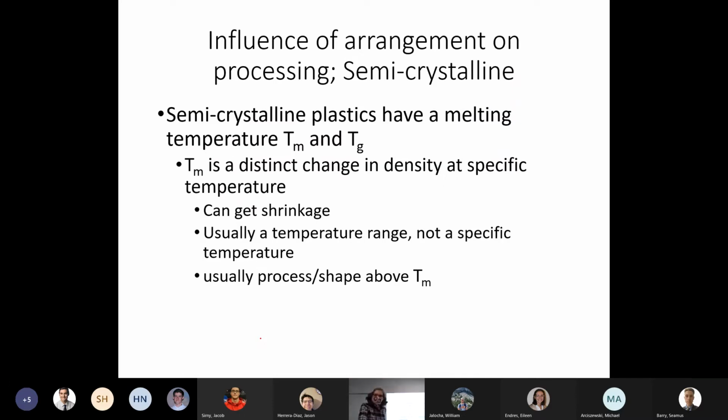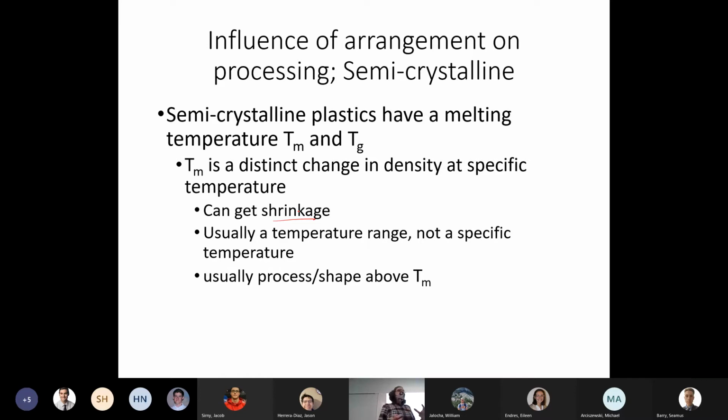Now, as we just chatted about, our crystalline region will have a melting temperature. And so with a melting temperature, we have that distinct change in density at a specific temperature. And as we just described, for a crystalline region, we can have shrinkage. So when we go from that short range order to long range order, we do tend to see a contraction, and then we get shrinkage.